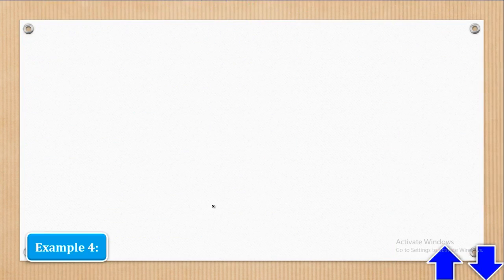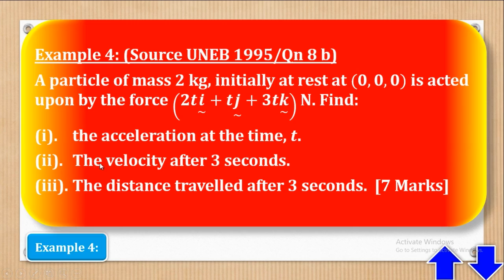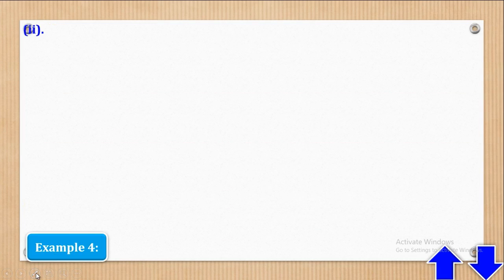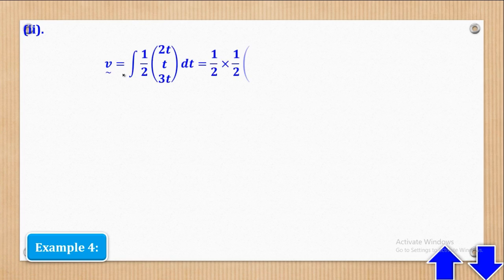So now we shall go to Roman 2, and Roman 2 says find the velocity after 3 seconds. So now that velocity will be got by integrating acceleration. So acceleration was a half of 2t, t, 3t.